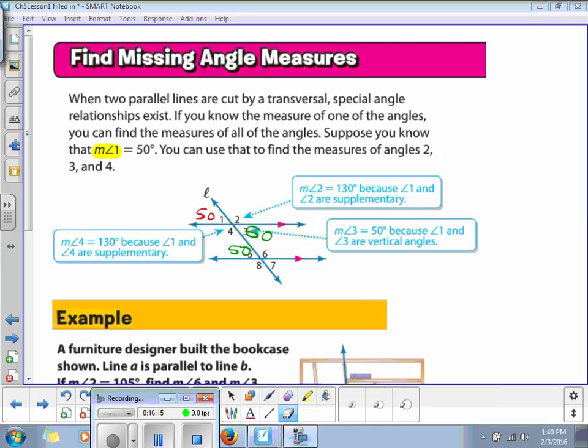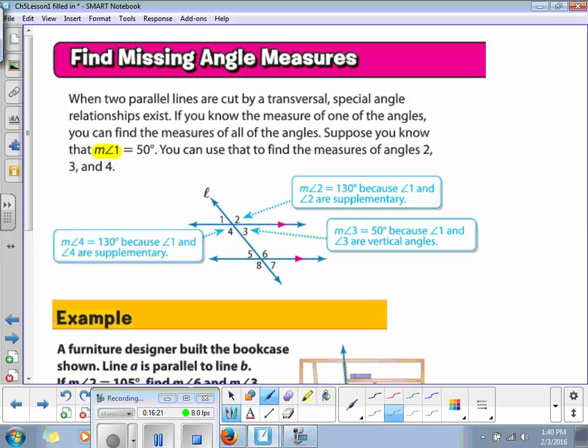Now, if the measure of angle 1 is 50, those two are supplementary angles, which means angle 4 is 130 degrees. Okay?